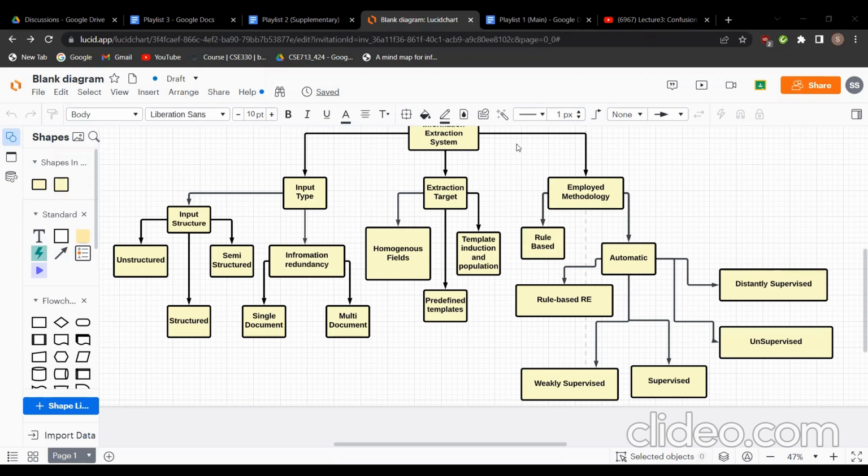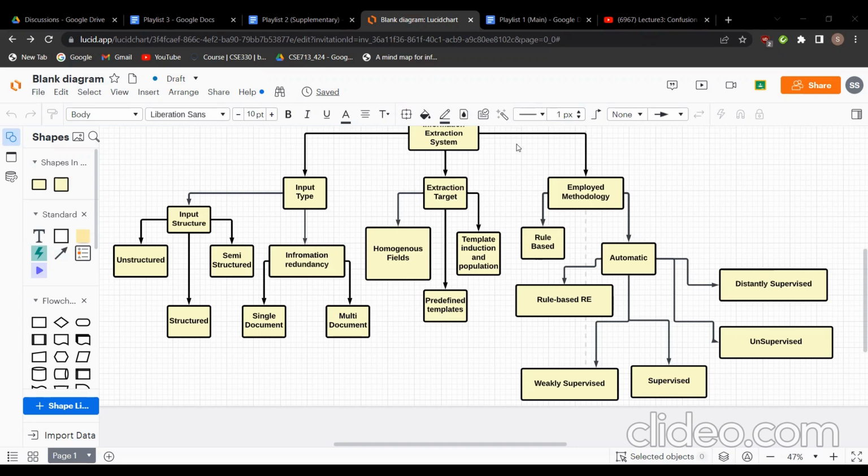I am going to present the weakly supervised, supervised, unsupervised, and distantly supervised parts of relation extraction. So, first of all, weakly supervised relation extraction. The idea here is to start out with a set of handcrafted rules and automatically find new ones from the unlabeled text data through an iterative process like bootstrapping.